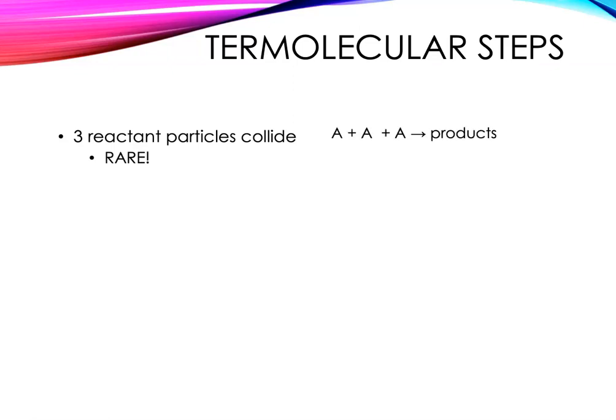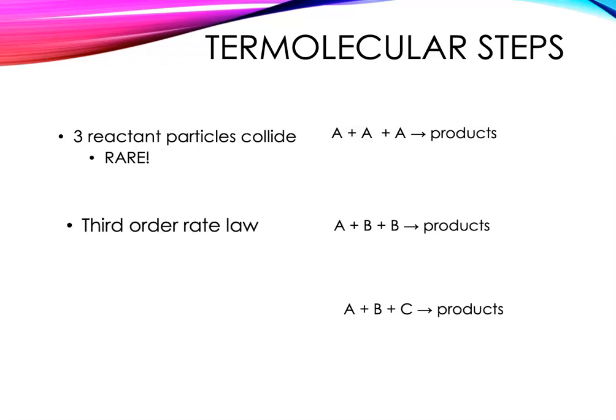All right, so we could have three of the same kind of thing happening. We could have one particle of one and two particles of the other colliding, or we could have three different particles colliding. We would get a third order rate law overall if the step is termolecular. So it could be third order in A, it could be first order in A and second order in B, it could be first order in A and first order in B and first order in C. They all work together, but they're all third order overall. Again, these are extremely, extremely unlikely situations.